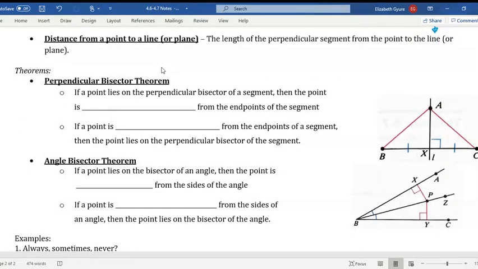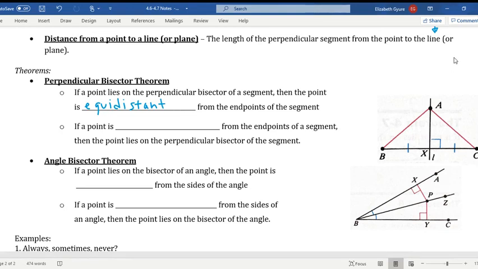And then we just have some theorems. They're very similar. The perpendicular bisector theorem says, and this top picture is an example of a perpendicular bisector, segment AX is bisecting segment BC, and it is also perpendicular to it. So that's what this diagram is of. If a point lies on the perpendicular bisector of a segment, then the point is equidistant from the endpoints of the segment.